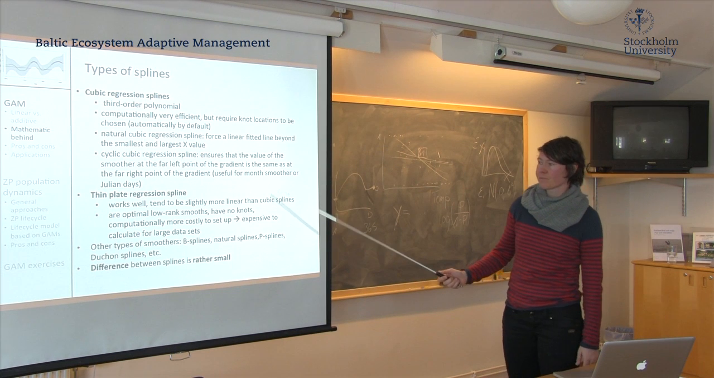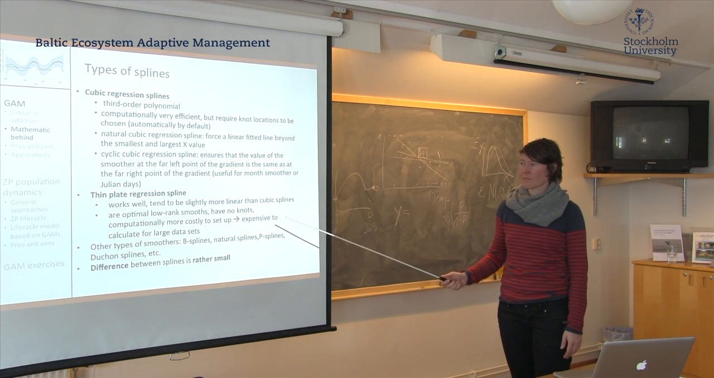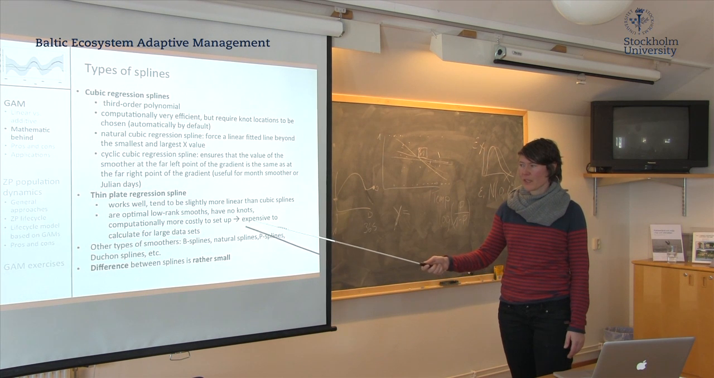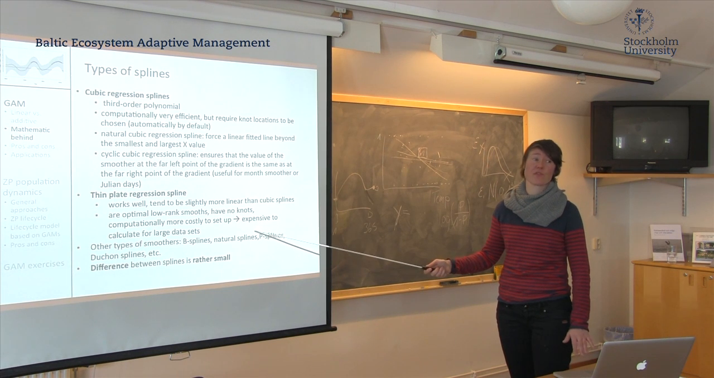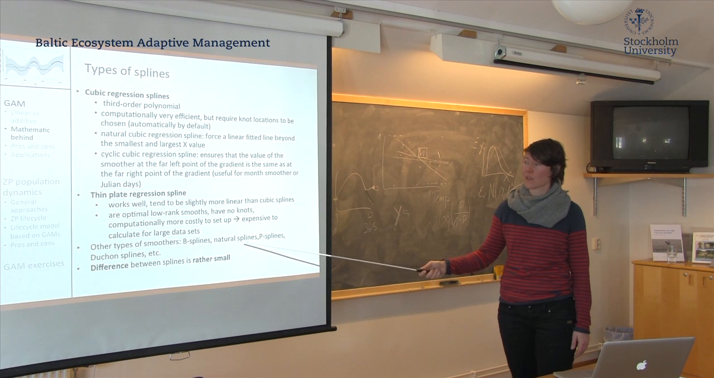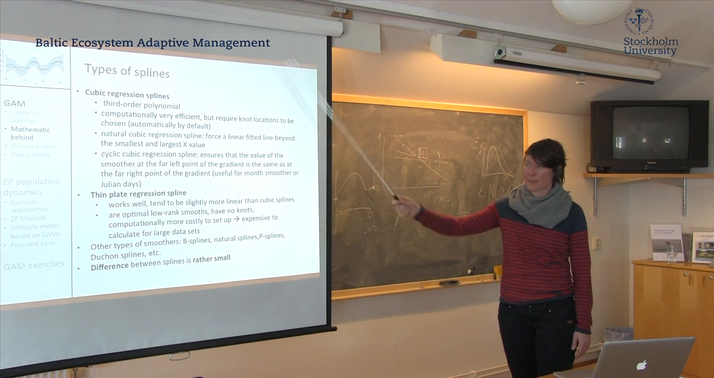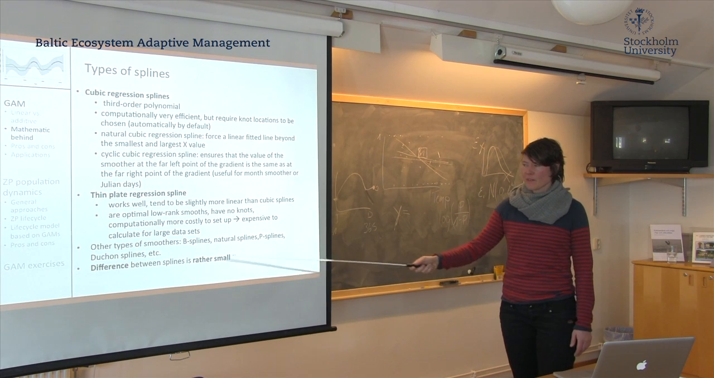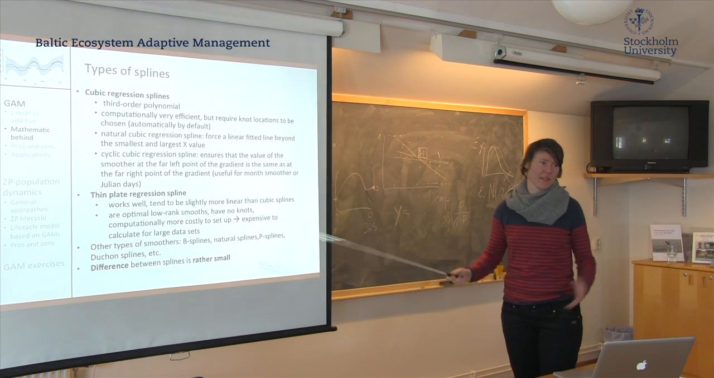They are more linear and more costly computationally, so if you do have large data sets, you try to avoid using the default. Then you should rather use the cubic regression spline. There are some others which you don't really need to apply.